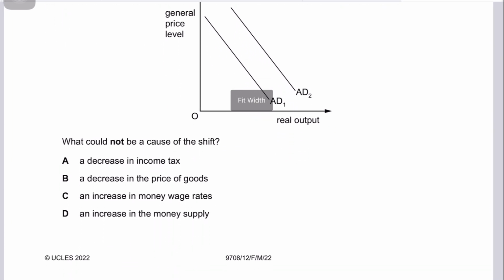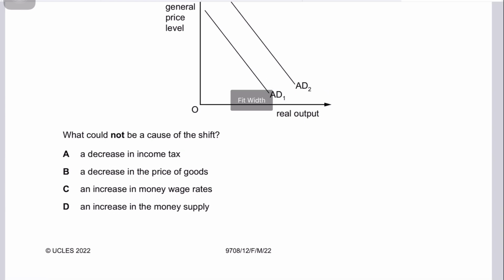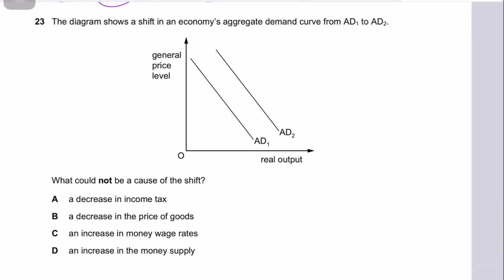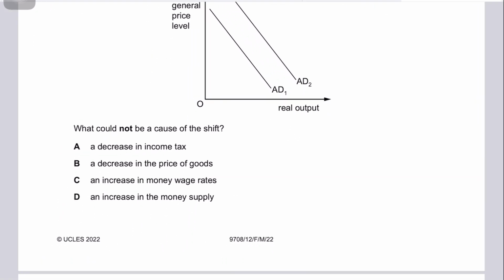What could not be a cause of the shift? So question number 23, what could not be the cause of shift? Decrease in income tax will be a cause of shift because it will impact consumption, which is a component of AD. A decrease in the price of the goods would be the answer, because when price goes down, that causes a movement along the aggregate demand curve.